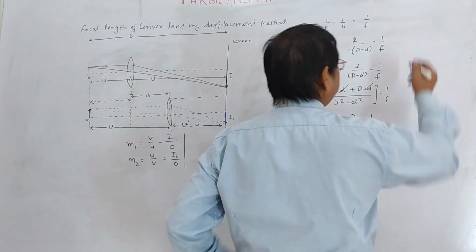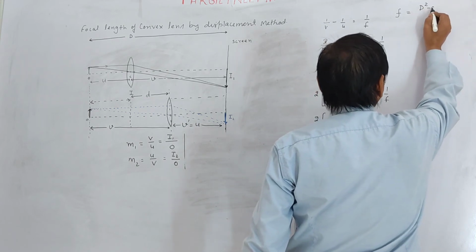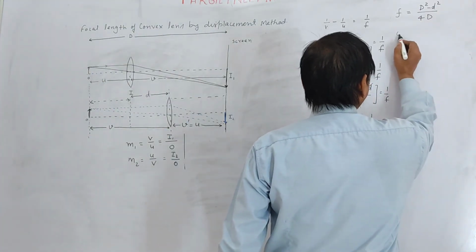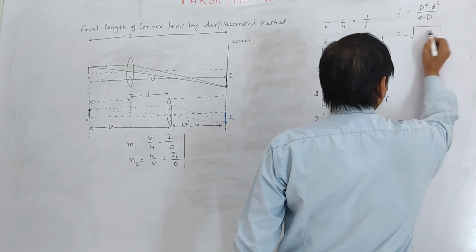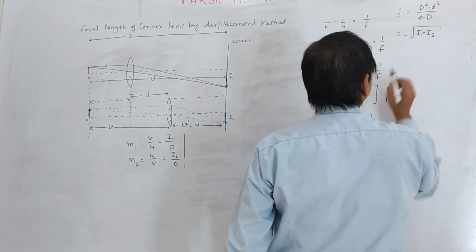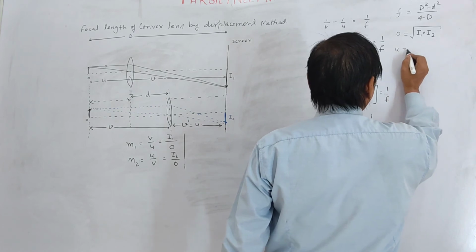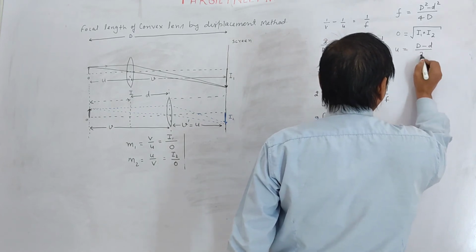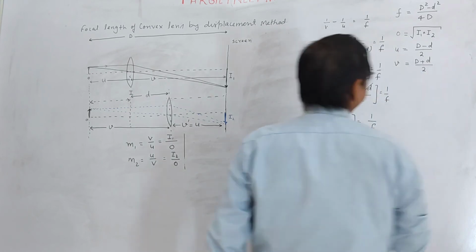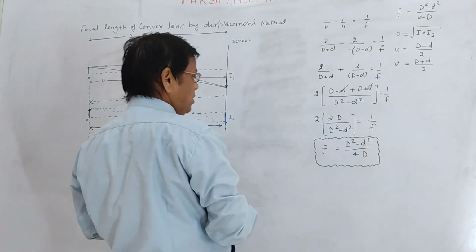So what are the important formulas that we have derived? First, focal length, that is D square minus small d square upon 4 capital D. Second important formula is size of object is equal to under root of size of image at first position of lens into size of image at second position of lens. Then object distance U, that is D minus d upon 2, image distance D plus d by 2, this we know. So these 4 important relations we derived till now.